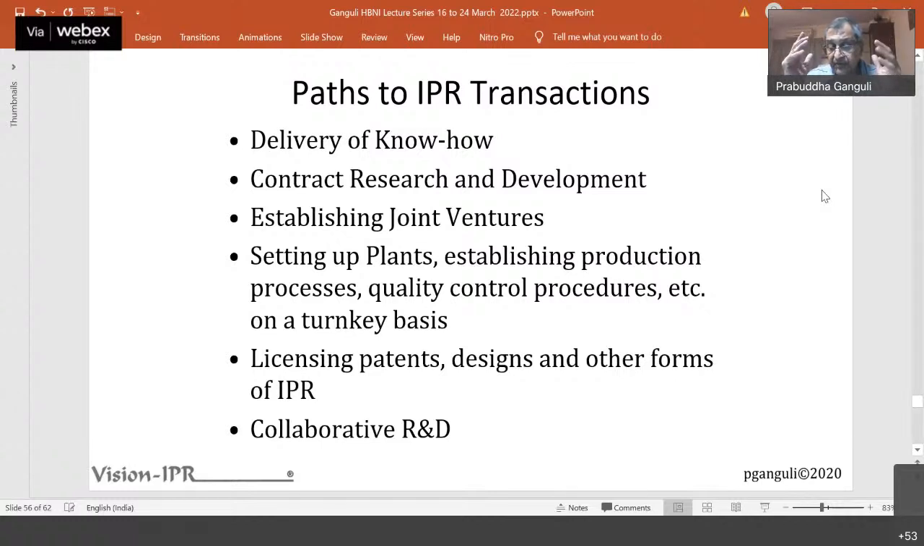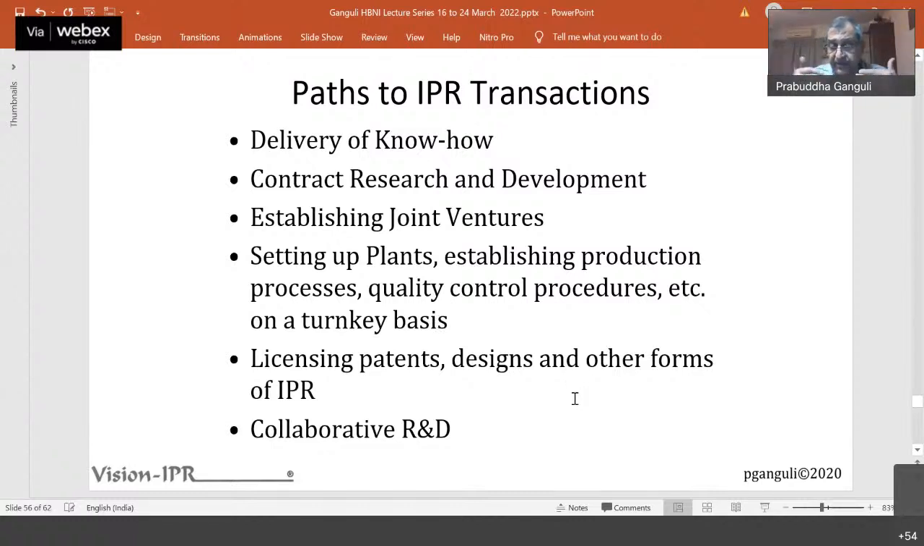For example, if you take a whole range of things of how to construct a nuclear reactor, how to do this, how to do that, many of those things may be known, but many other aspects of that may not be known, and that comes with the know-how, and that is kept generally with the people, so that you're able to negotiate deals and contracts, etc., in a very cohesive manner. So that is that part. Then you can do contract research and development, establish joint ventures, you can set up plants. That's the sort of thing I've done all through my lifetime. So very important. Collaborative R&D.